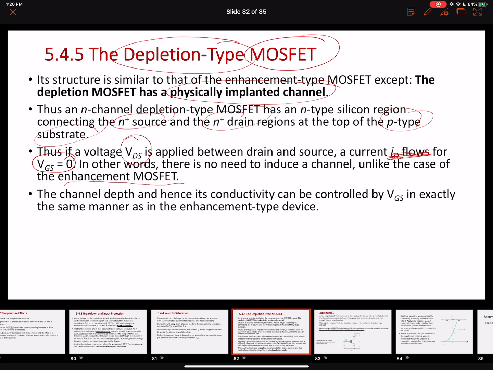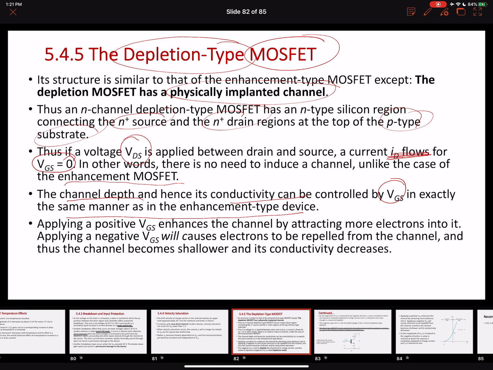So all the phenomena are the same. Applying a gate to source voltage to a depletion type MOSFET is going to increase its conductivity. So we will realize that we can also operate the depletion type MOSFET in an enhancement mode by applying a gate to source voltage. The depth of the channel and its conductivity can be controlled by the gate to source voltage, in exactly the same manner as the enhancement type MOSFET.